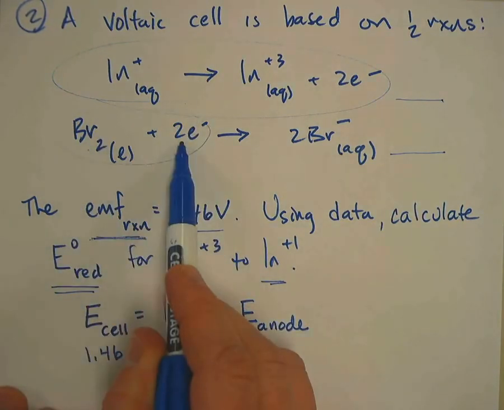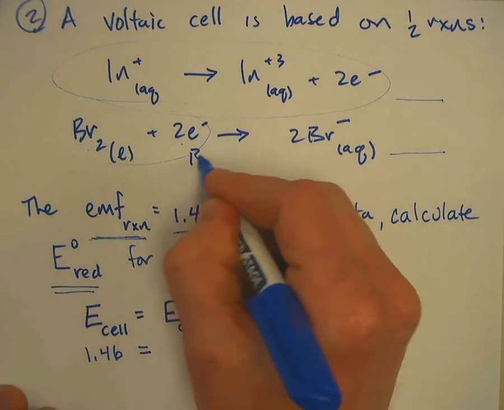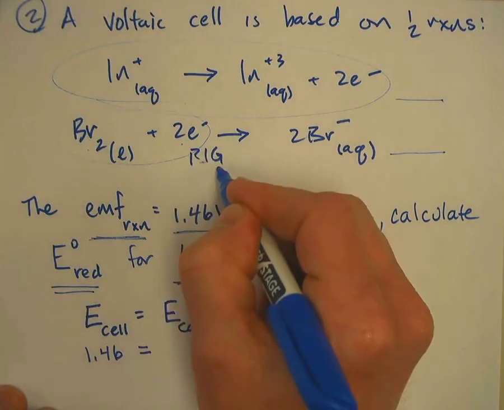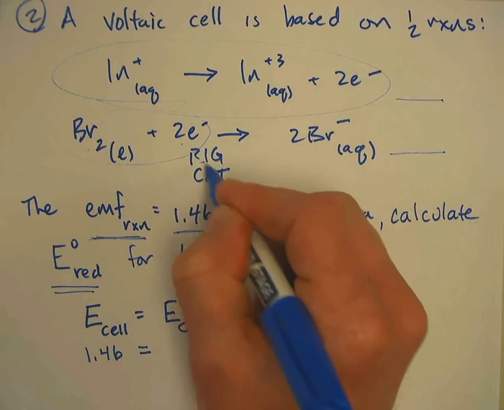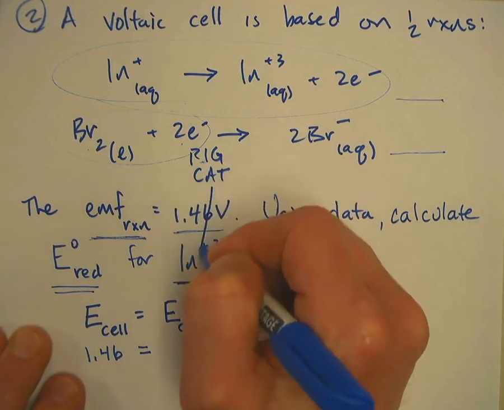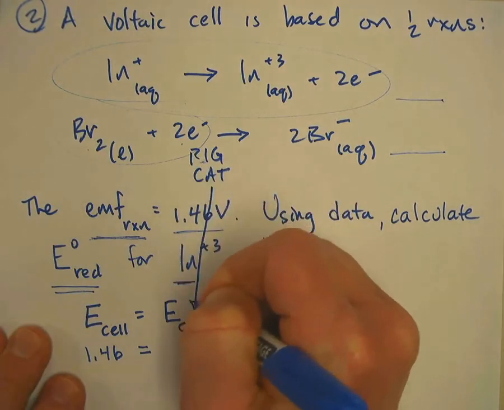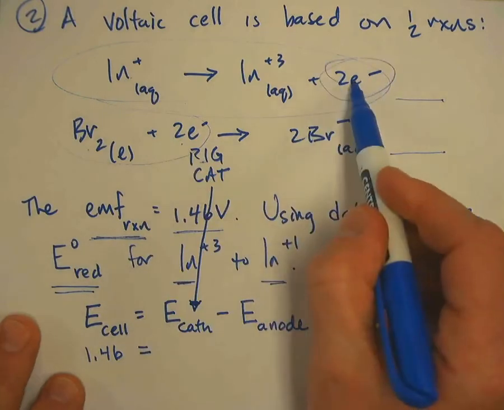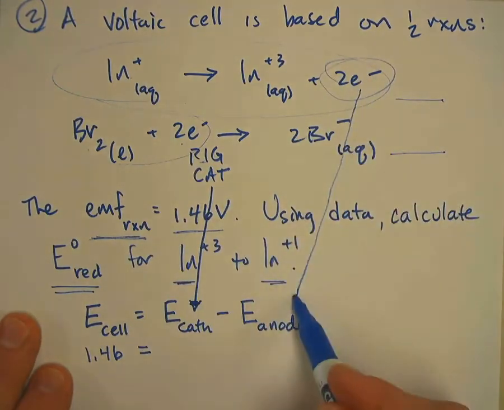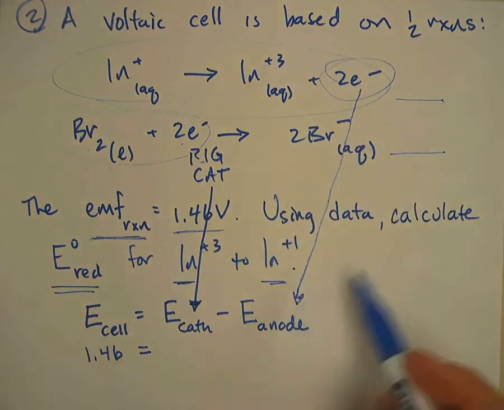Now, if you look at this, you can see that bromine is written as the gain of electrons. Reduction is gain. Remember, rig. And reduction is the cathode, red cat. And so that value will have to go in here for the cathode. And for indium, notice how it's written as the loss of electrons right here. That will be our anode. That's the thing we're looking for. So let's look up bromine on the periodic table.